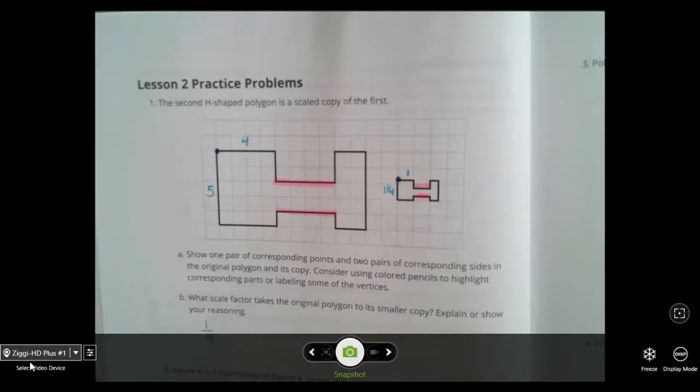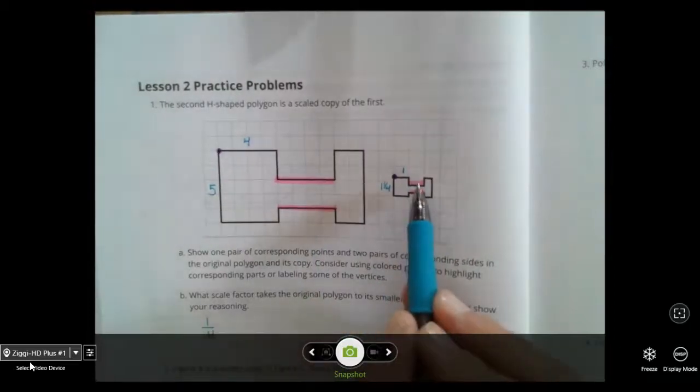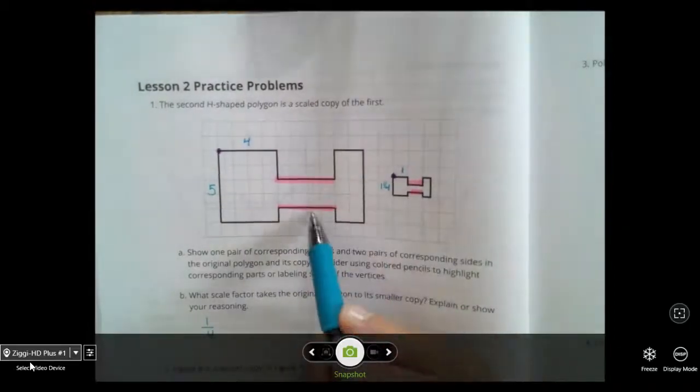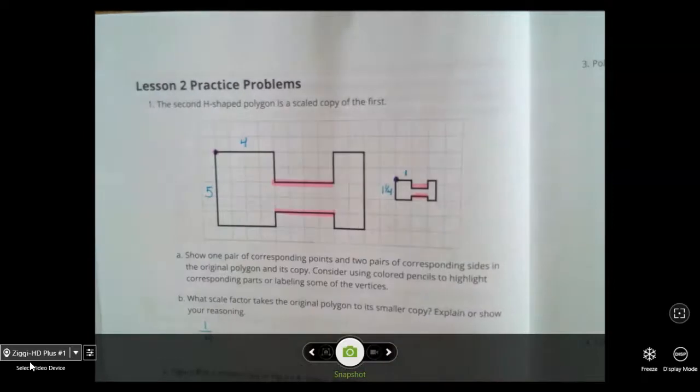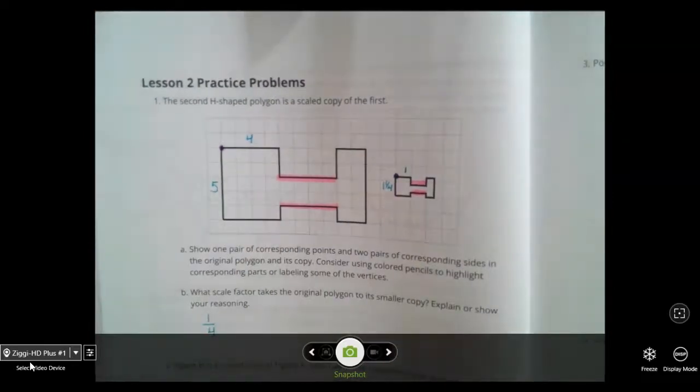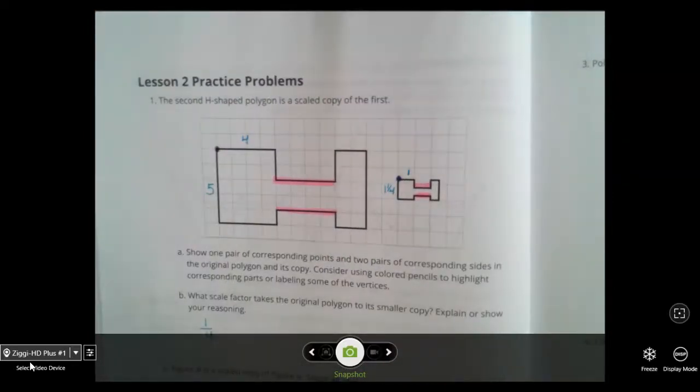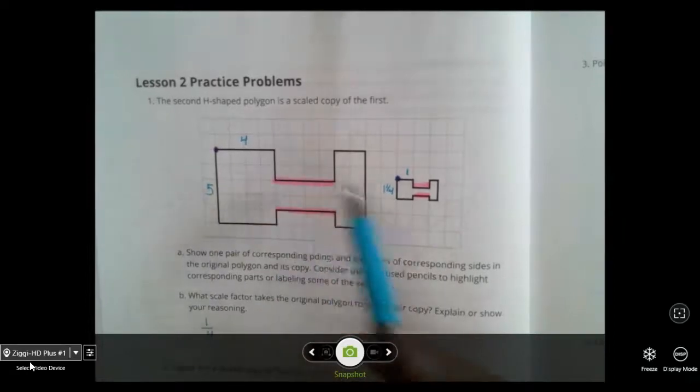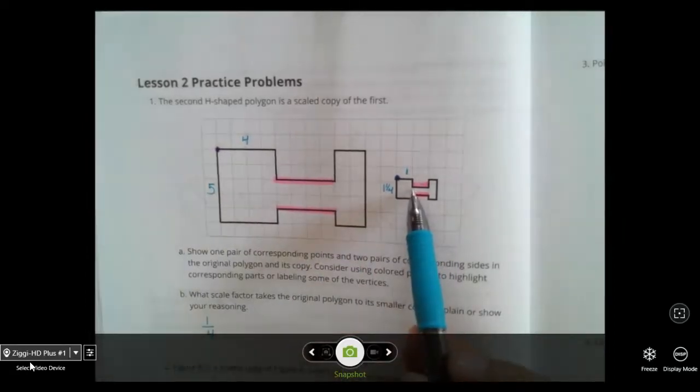And then it says to pick 2 segments. So I said this segment would go with this one, and this segment would go with that one. So be able to point out, that's something you need to be able to do, corresponding points. What scale factor takes the original to its smaller copy? Okay, it's going smaller, so I know it's going to be a number less than 1.